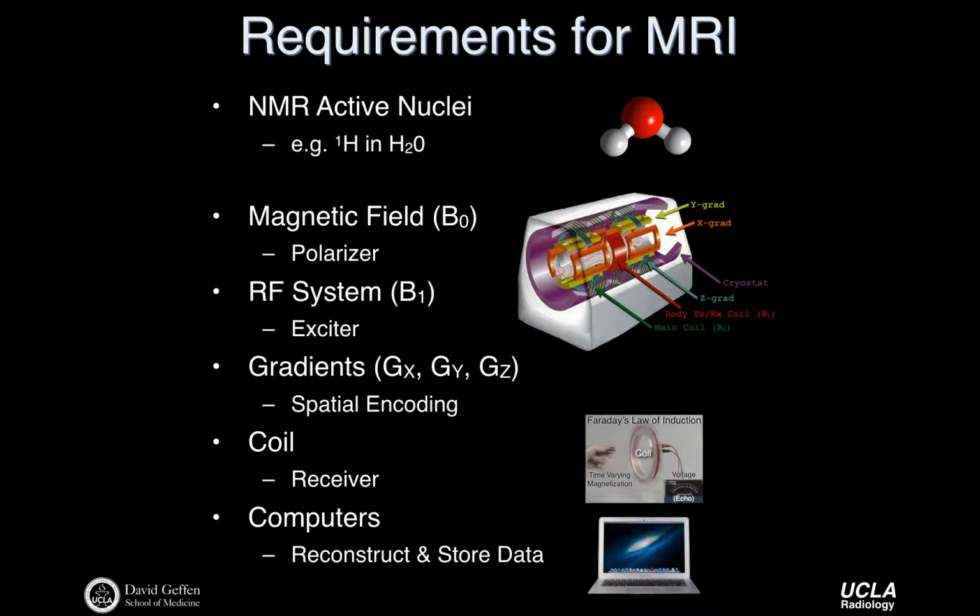In addition to that, we need the gradients. The gradients' key role is for spatial encoding. And once you've polarized, excited, and spatially encoded your signal, you need to be able to receive it. And you receive it with some nearby coil. And that's, again, taking advantage of Faraday's law of induction. And then, of course, on the back end, there's a bunch of computers that are needed to both reconstruct and store the data. So, again, just a high-level flow for how we go from an NMR active nucleus down to an image. Could be a useful construct for helping you answer that first kind of question.